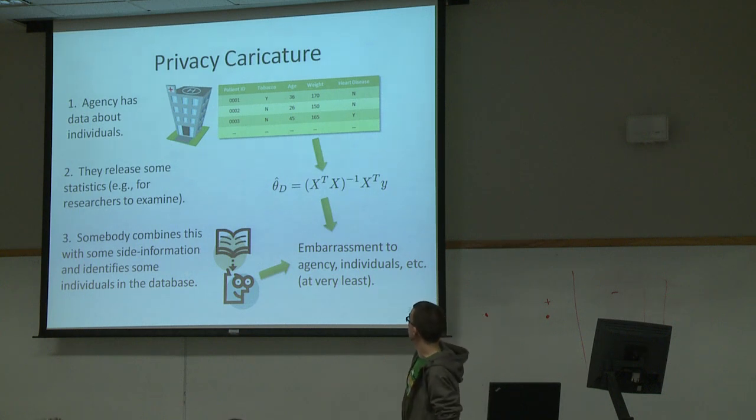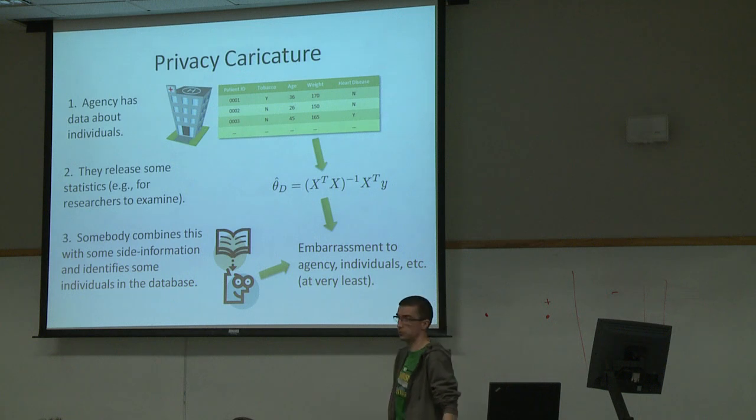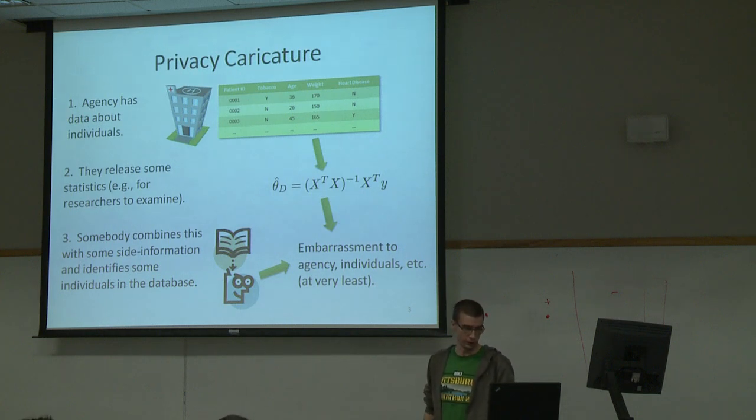So here I give an example, beta hat subscript D. The example I gave is just a simple ordinary least squares linear regression estimator. That's an example of a kind of statistic that may be of interest to researchers.